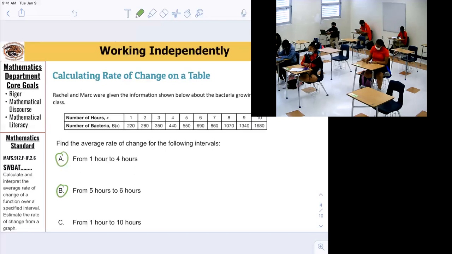What? When am I coming back to school? When coronavirus is gone.